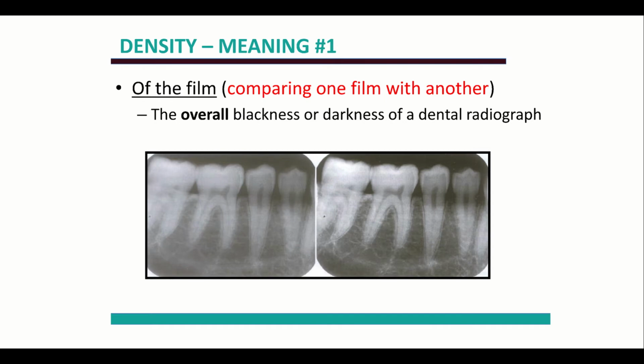Okay, so the last concept we're going over here is density. When we're talking about density, we're talking about the film and comparing how dark one film is in general to another film, the overall blackness or darkness of a dental radiograph. So looking at these two images right here, which image would you say is darker overall? In general, which one's darker, left or right?